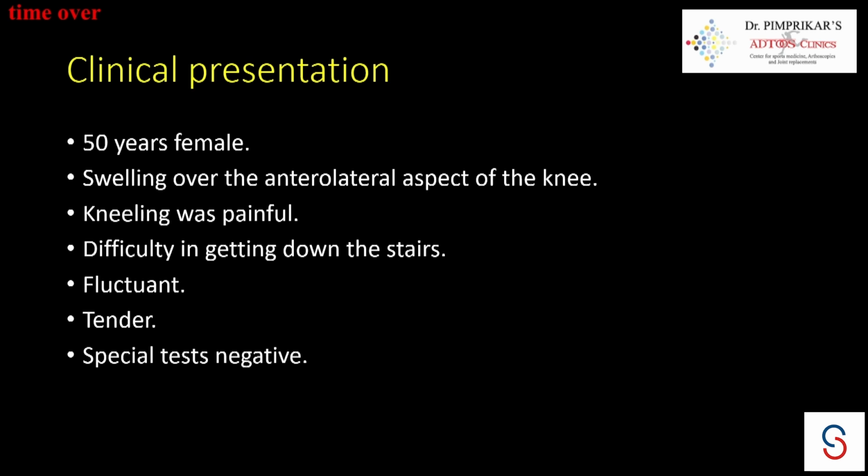Is it your last case? Yeah. Just because I have to answer Nagaraj's question. Can we finish it quickly? 50 years female, only 5 minutes, not even 10.